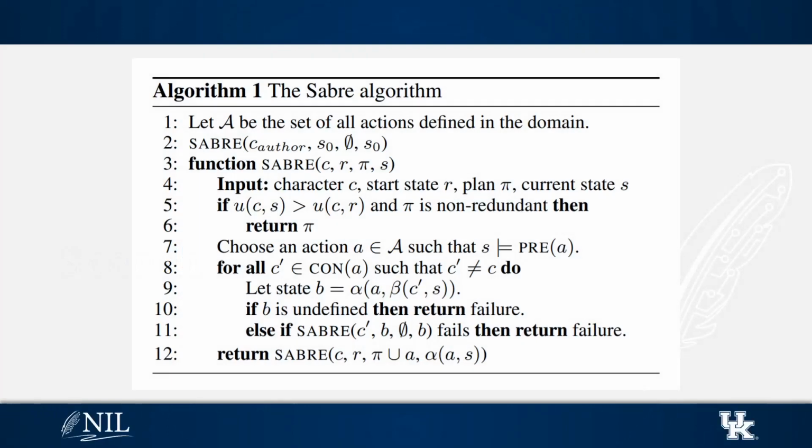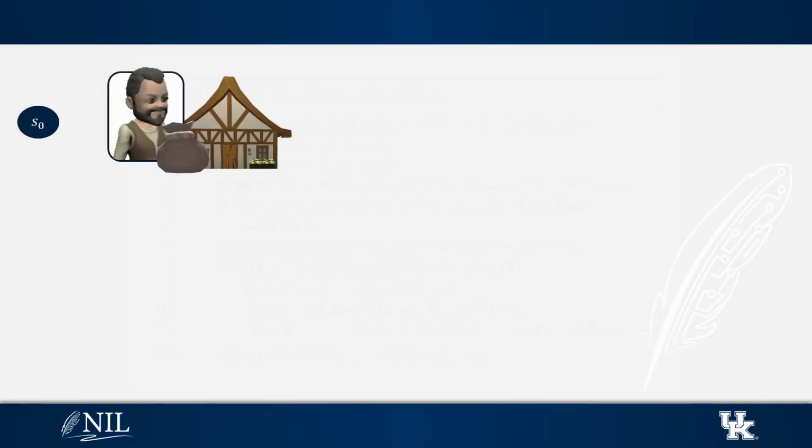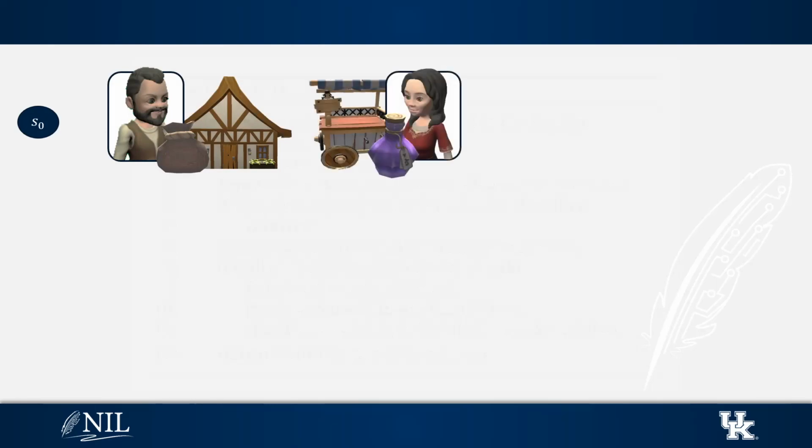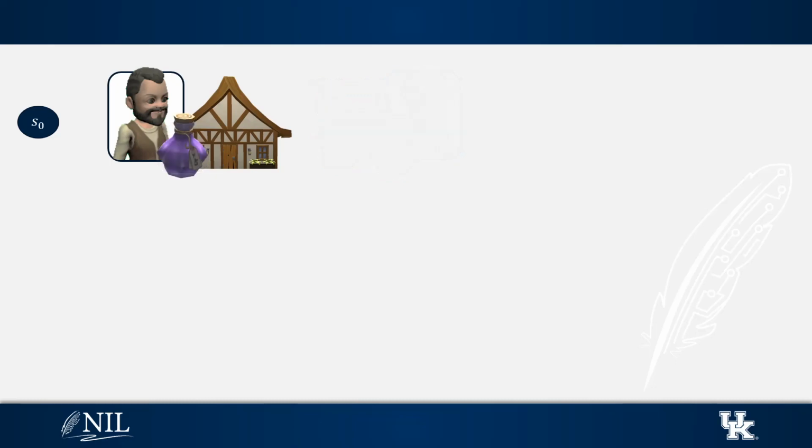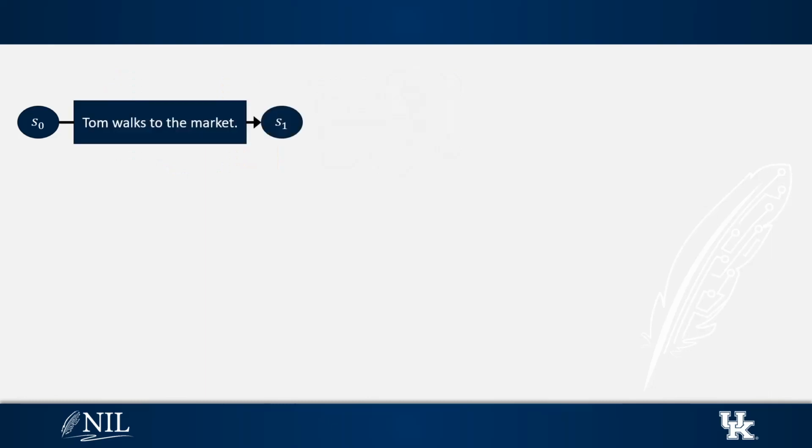Here's the Sabre planning algorithm as given in the paper. This video gives an example to help you walk through that pseudocode. We begin in the initial state, where Tom has some money and is at the cottage, and the merchant is at the market with the potion. According to the author's utility function, we're trying to tell any story that ends with Tom being at home with the potion. Let's say the first thing that happens is that Tom walks to the market.